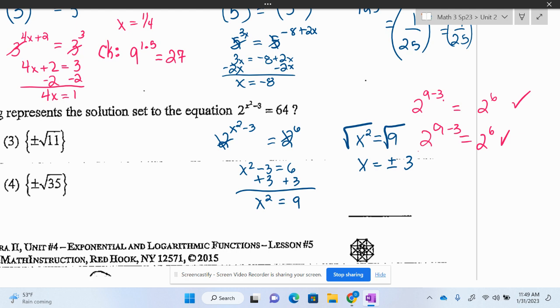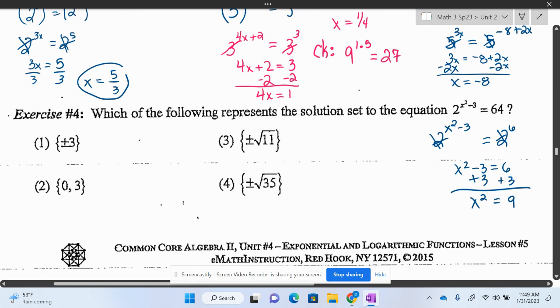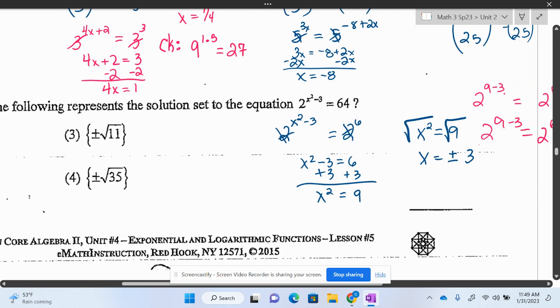Okay. So you have to remember that when you physically draw your own square root symbol, you're using both the positive and the negative roots. So your answer choice is 1. Answer choice is 1.